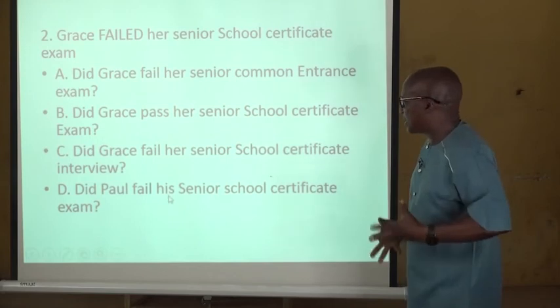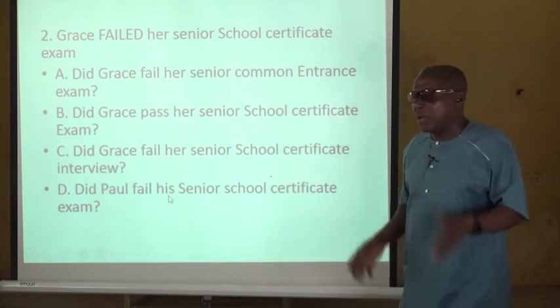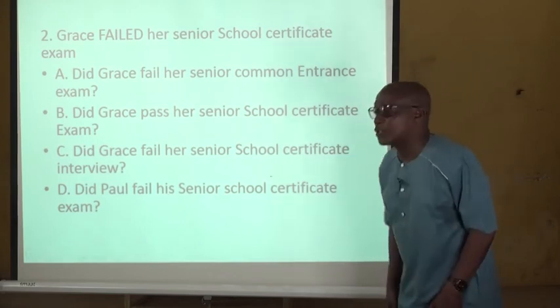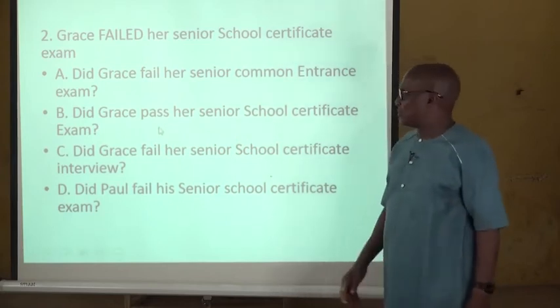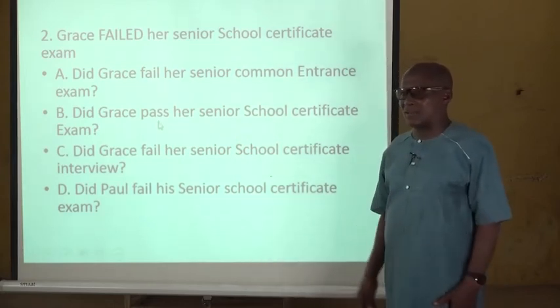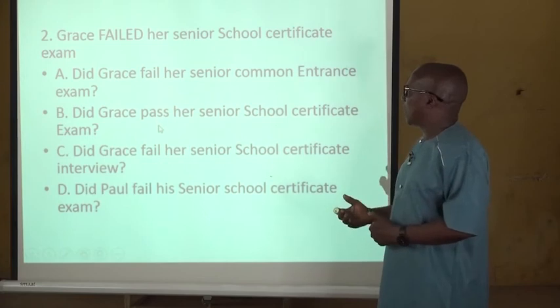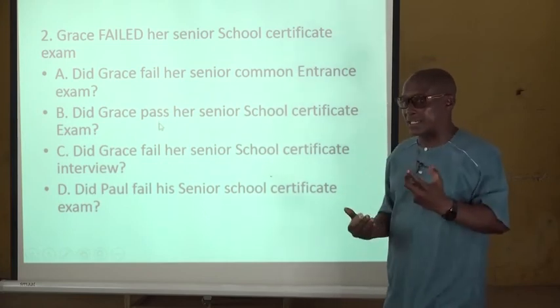So the emphatic stress is on what? Fail. You don't have to stress yourself. You just look for the opposite of fail, which is what? Pass. So your answer will be, did Grace pass? But if the emphatic stress were on Grace, automatically you go for Paul. So these are just simple logic, and you're done. When you get this, at the end of the day, you're a very happy person when you leave the hall.